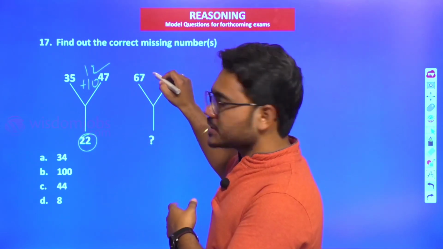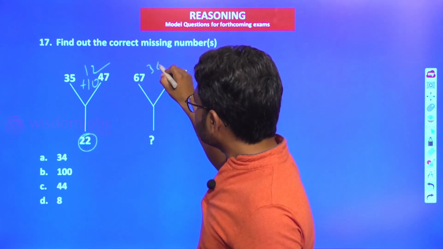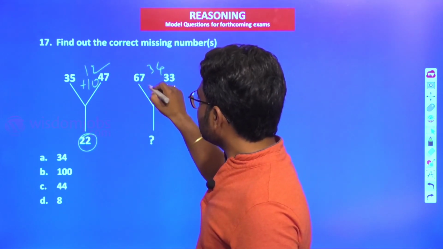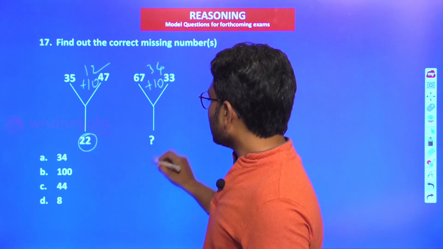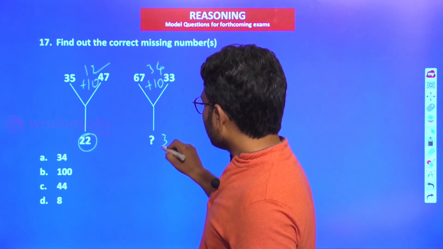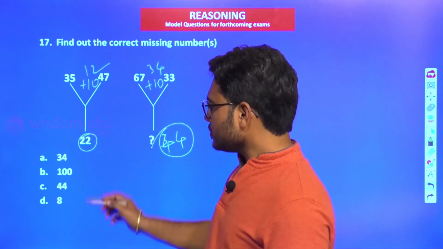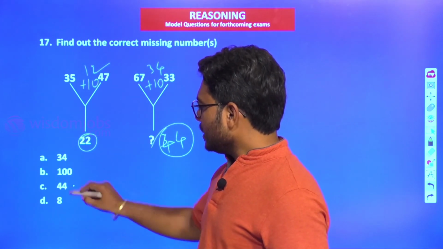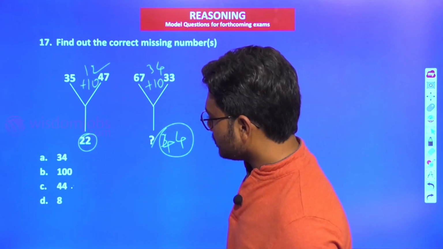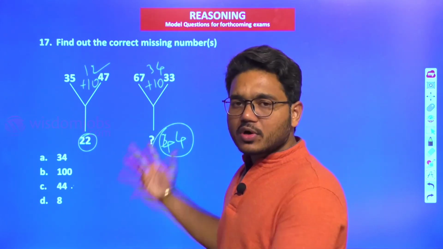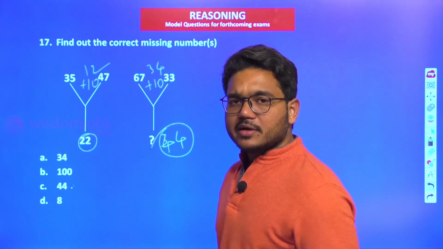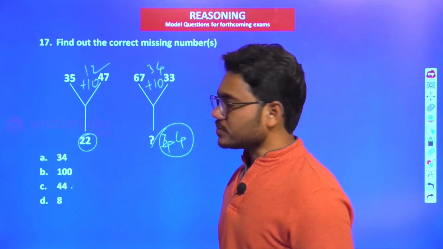So the difference between 67 and 33 is 34. So if you follow this pattern, that is plus 10, if you add, you will get 44 as the answer. Okay, so you have got the option here. Let us check. Straight away you got this option, but let us check if there is any other possibility.